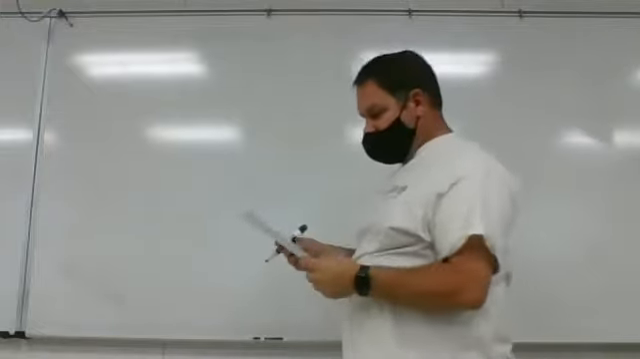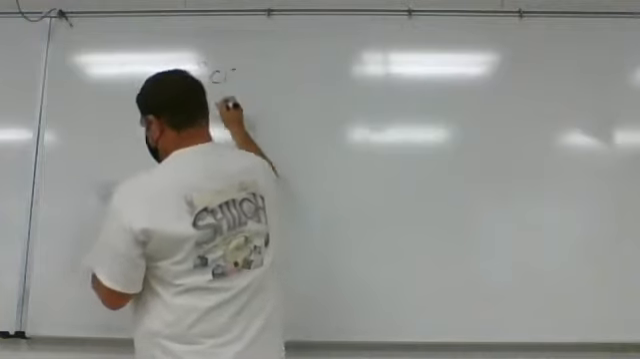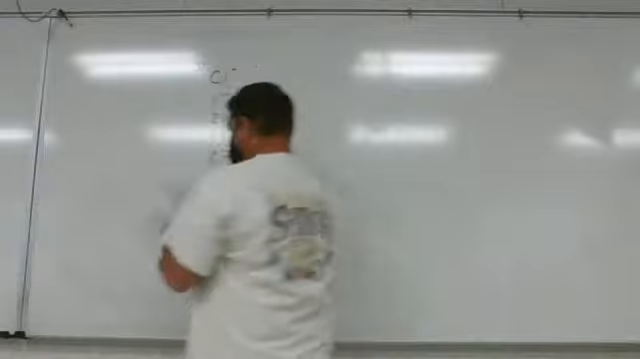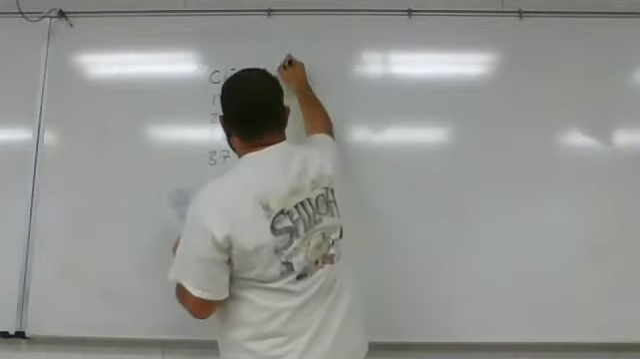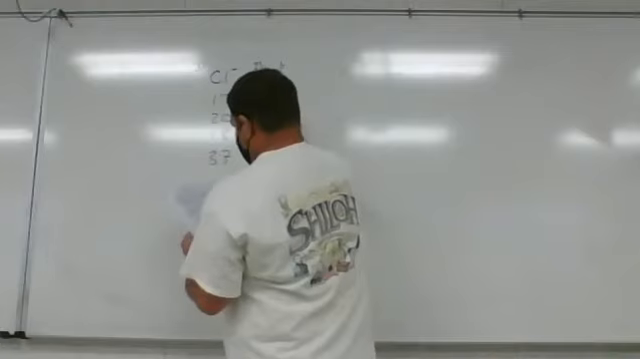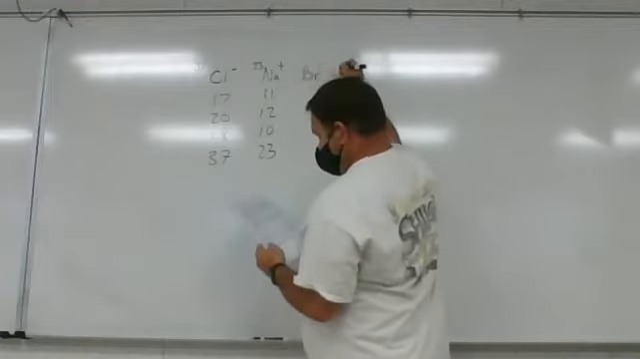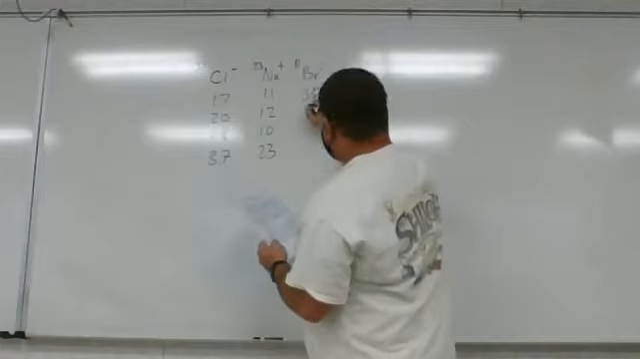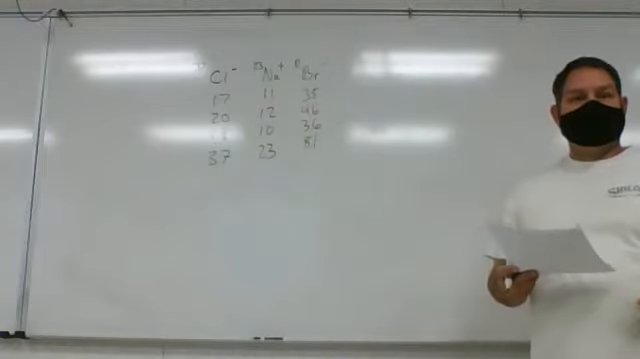All right, here we go. Next table, B. We're going to start with chlorine, Cl minus 37. So we got 17, 20, 18, and 37. Then we got Na plus 23, 11, 12, 10, and 23. And then bromine negative 1 is 81. We have 35, 46, 36, and 81. Okay, good.